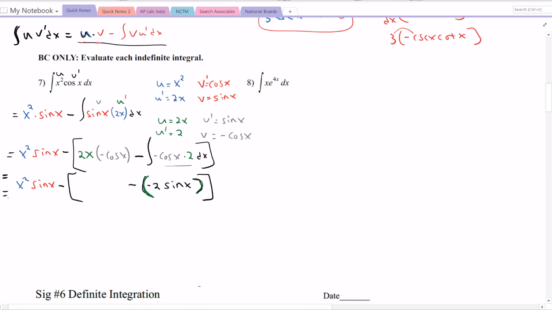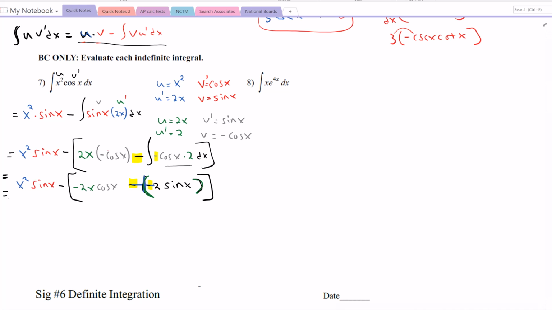2x times negative cosine x is going to be negative 2x cosine x. And then, this is that minus sine, and this is that minus sine. So let's clean this up. These two minus signs are going to become a big plus. And then we're going to distribute that negative in there.